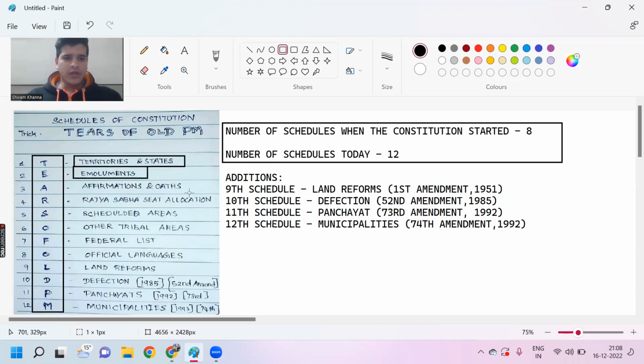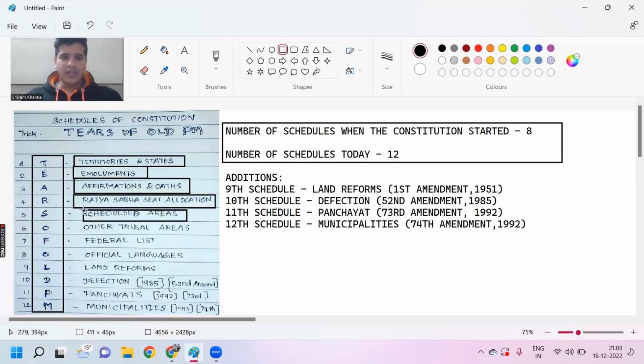Talking about the third schedule, it talks about the affirmations and the oaths, that is, who will take oath, who will give oath to whom, who will submit the resignation to whom, and all of this is mentioned in the third schedule. The fourth schedule talks about the number of seats of Rajya Sabha. The number of seats depends on the population of the states. So the higher the population, the higher the number of Rajya Sabha seats. These numbers are mentioned in the fourth schedule.